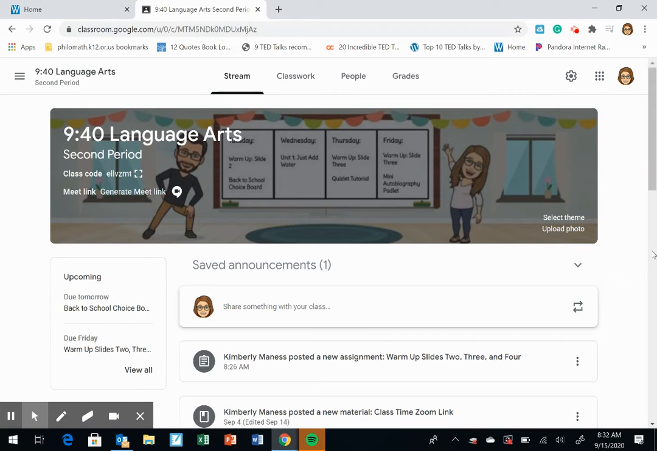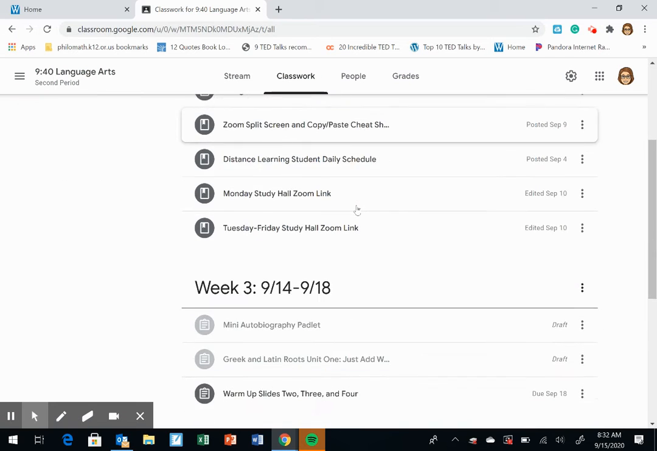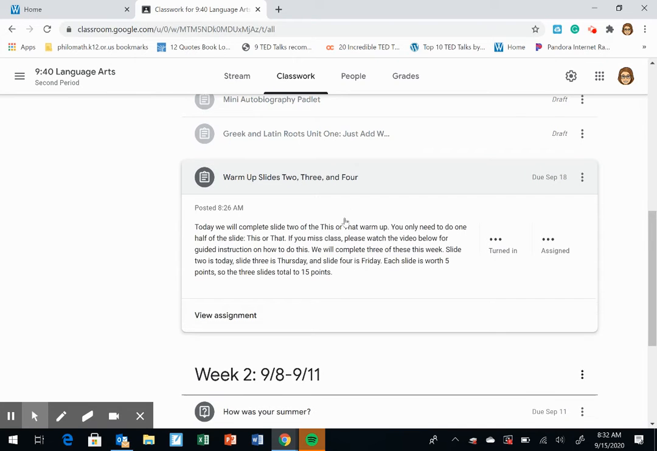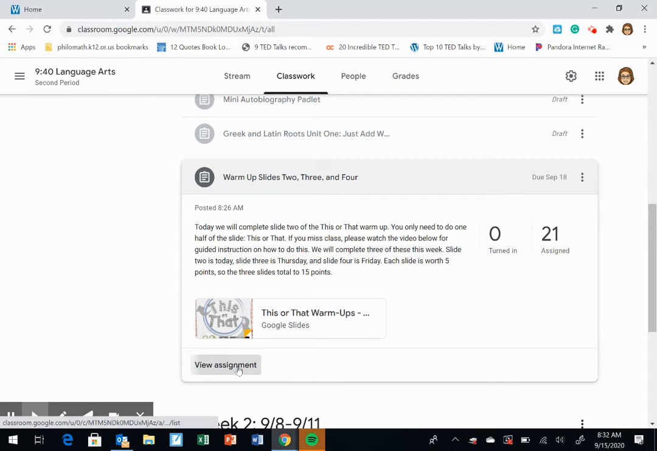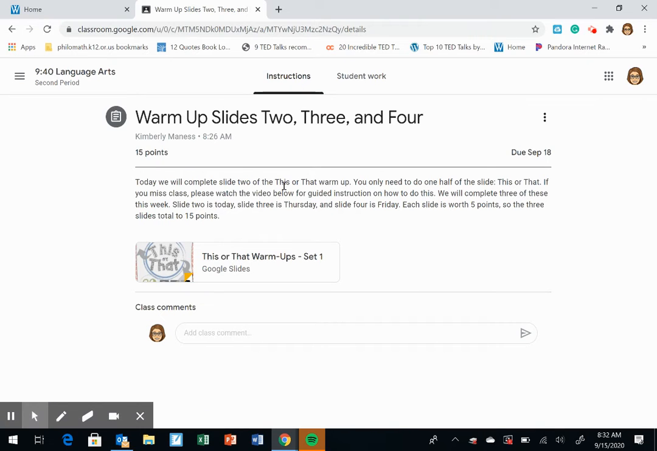Wanted to show you guys how to do our warm-ups. So you're going to start from the classwork tab. Now yours is just going to say warm-up slides 2, 3, and 4. So we're going to click on that. We're going to just go ahead and click view assignment. And you will come up with something that looks like this.